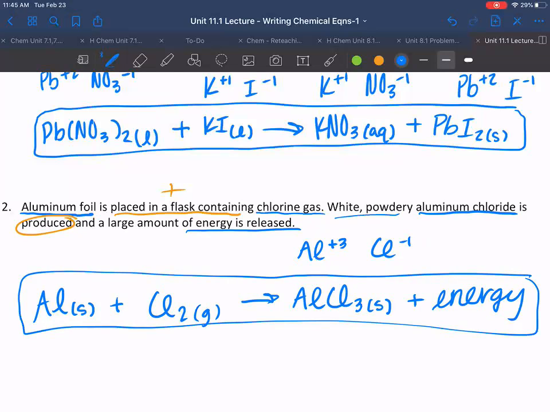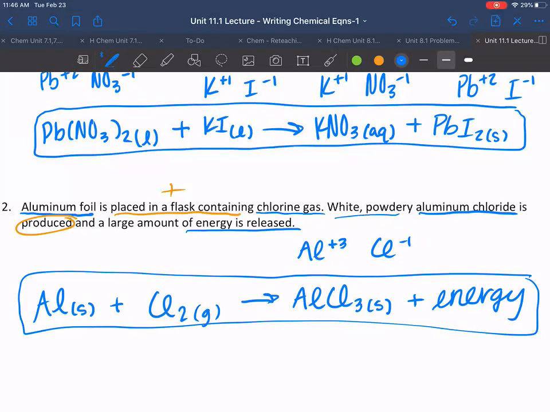So when energy is released, why are we adding it? We're not adding it to the system. If we added it to the system, it'd be on the left. What we're saying with the plus sign is that we have aluminum chloride and energy that was produced because of the reaction. That's what that plus energy means. It means that energy came out as a product. Yeah, there's no minuses in chemical equations.